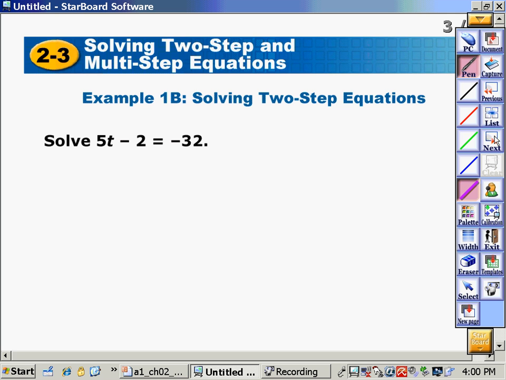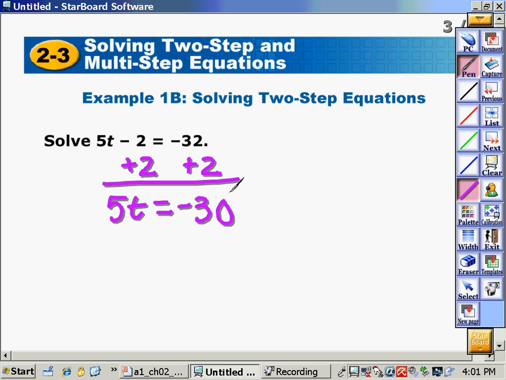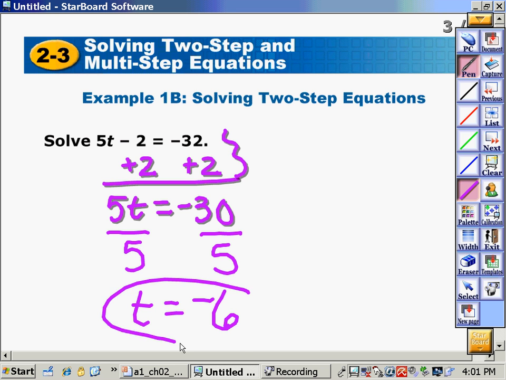First problem, we have 5t minus 2 equals negative 32. Using opposite operations, we're going to add 2 to both sides. Remember that when you subtract a positive and a negative, you always take the sign of the bigger number. If the signs are different, you subtract. Now we're going to divide, and t is negative 6. Final answer.